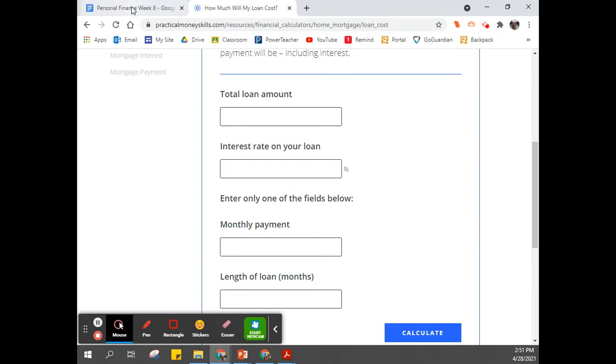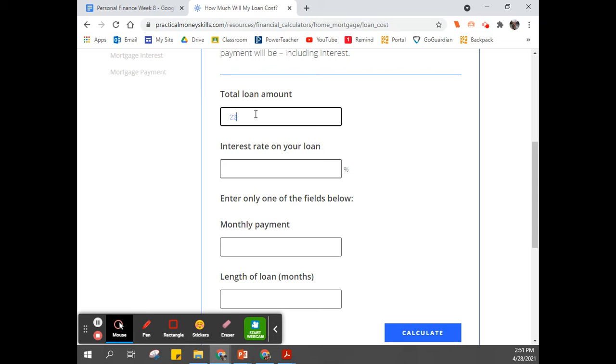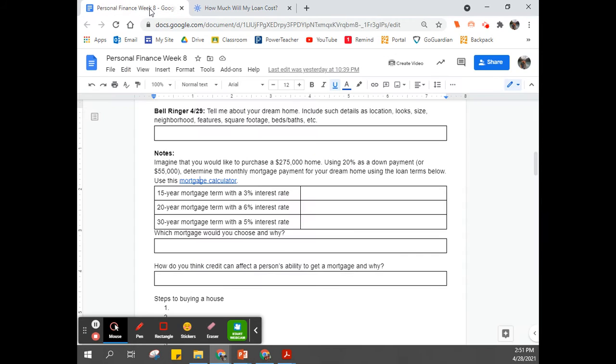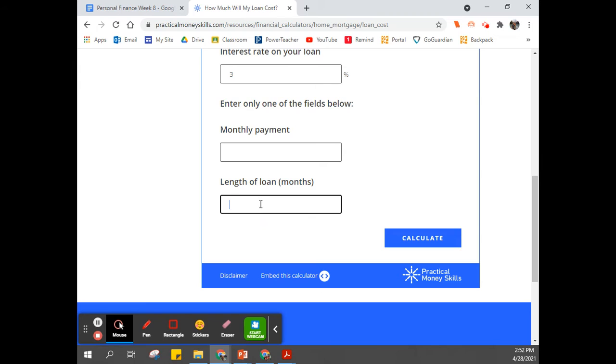So you'll go there, and then let's see, the loan total amount. First of all, you're going to do some subtraction. So it's not a $275,000 loan. It's actually 275 minus 55, so 220. So the total loan amount is 220, and then the interest rate here is 3%, 15-year. You're going to have to do that math. So that's 15 times 12, since this is in months, and that's going to be 180 months.